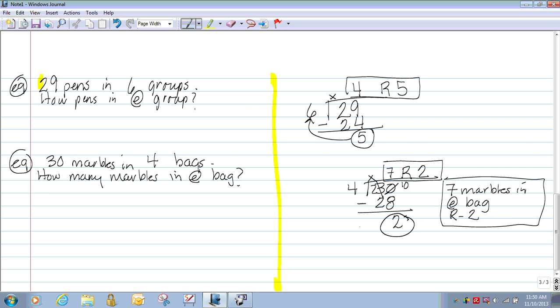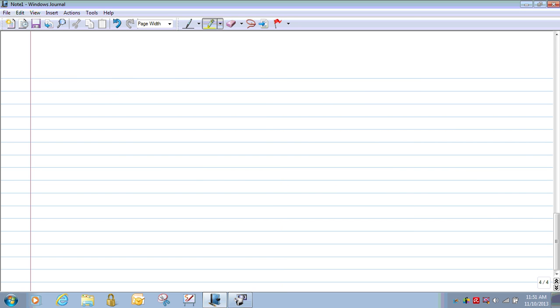I see that my 2 in my remainder is smaller than my divisor 4. So I'm pretty sure that my division will work. Push pause. Let's go over one more example that I want to show you.